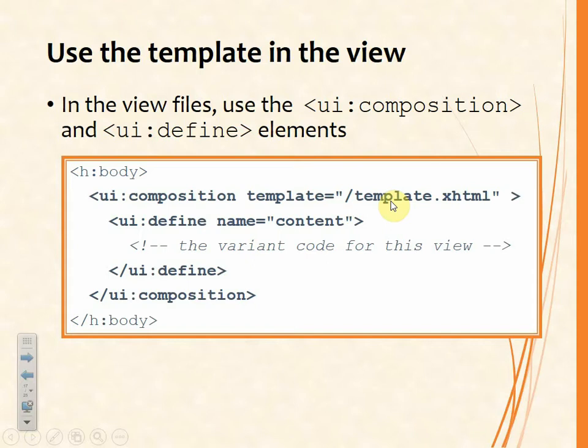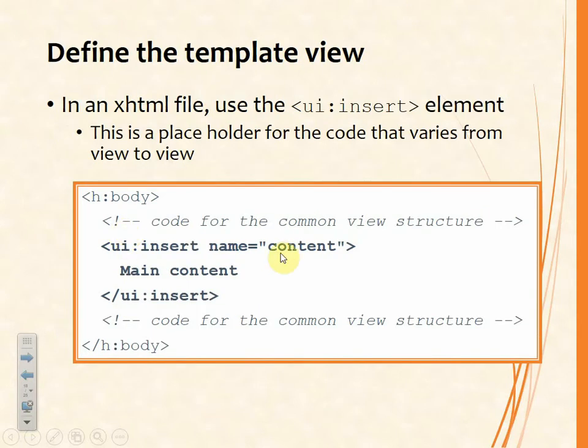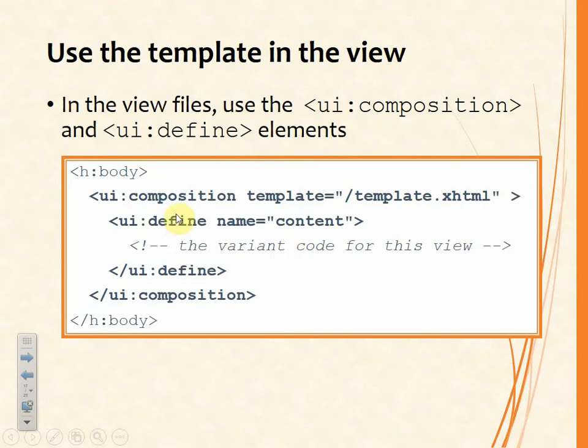So there's the first link. From this content, I'm linking back to that template file. So that template file will now be used to render the structural part of the view. And then within that composition, UI define. So there's the third element to say, I am now defining some code to put into that placeholder in the template. If we go back a screen a minute, the placeholder has a name, content. So now I am defining some code for that name content.